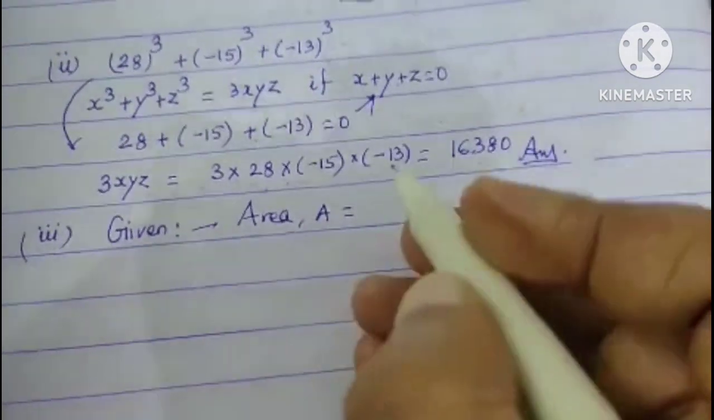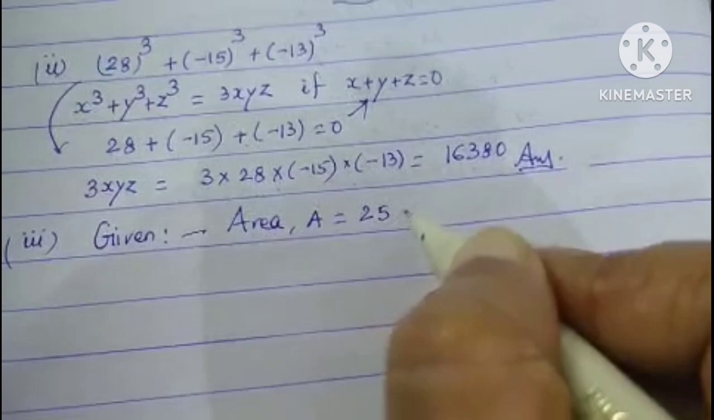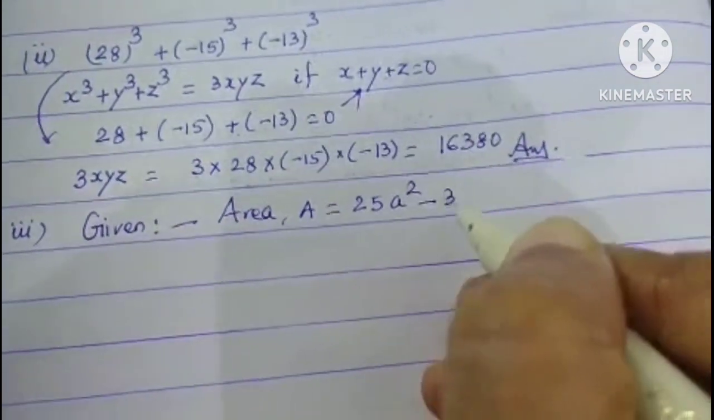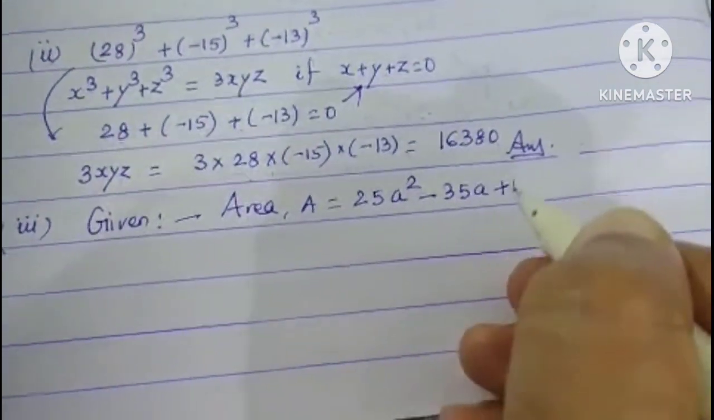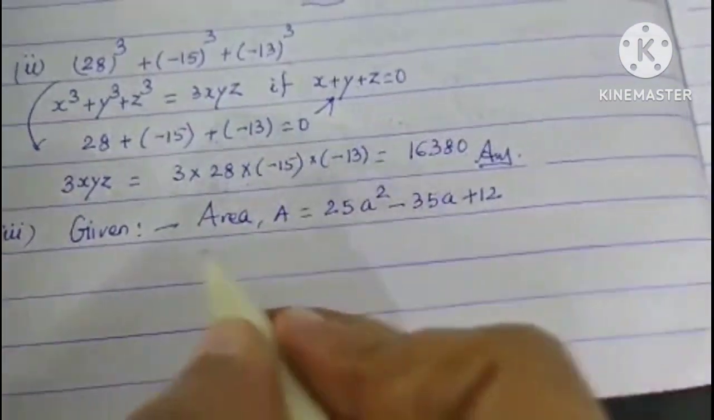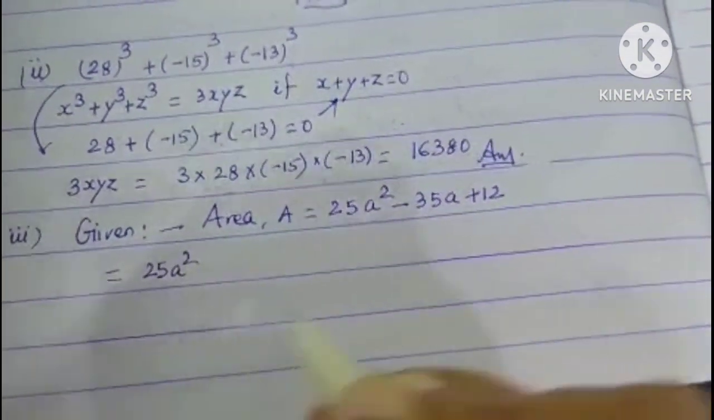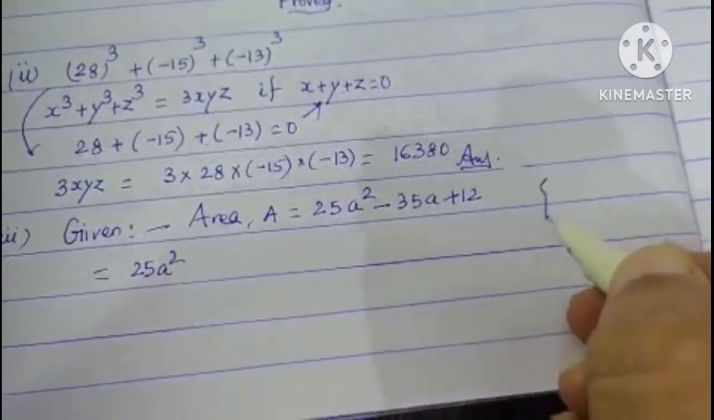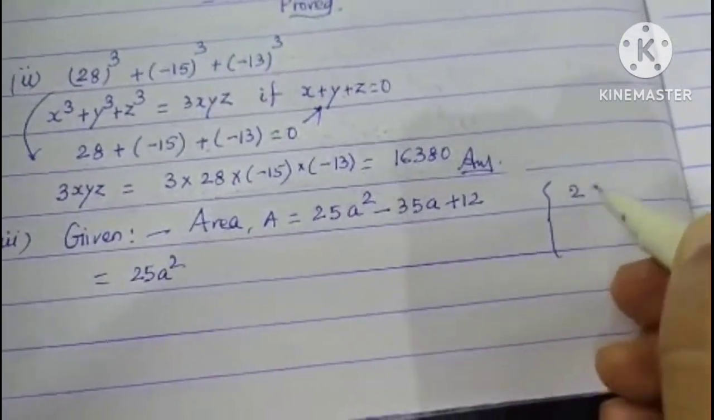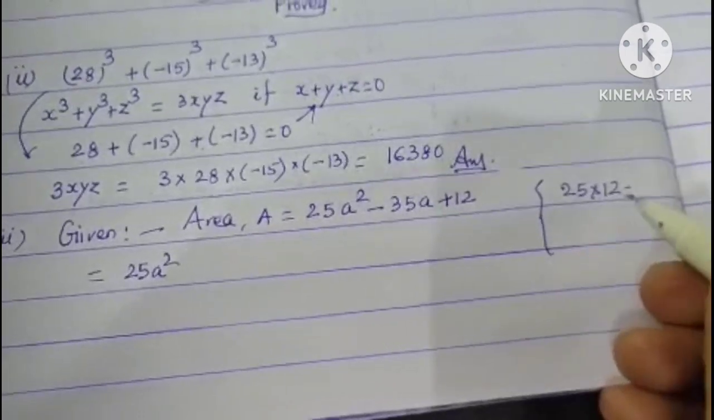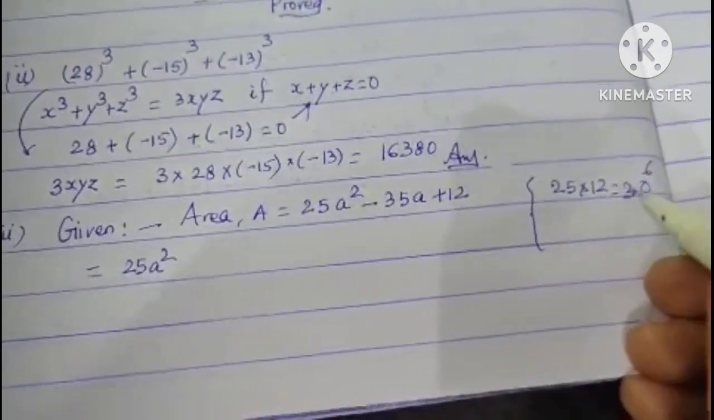A is equal to 25a square minus 35a plus 12. Okay, so we have to factorize this one. That will be equal to 25a square. Here it will be 25 multiplied by 12, that will be equal to 300.